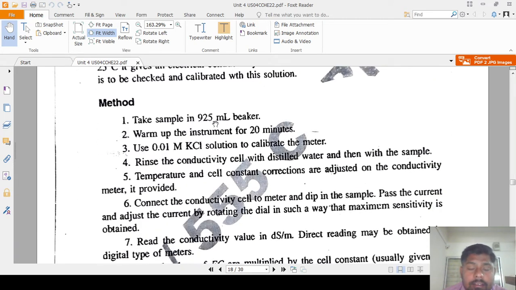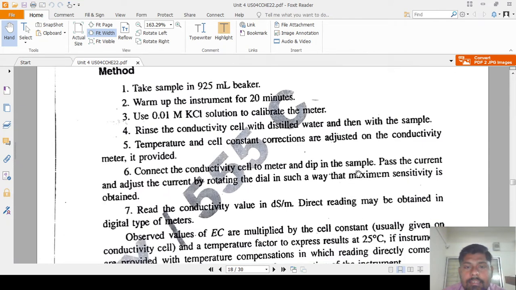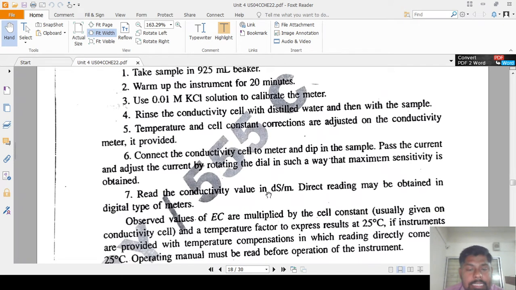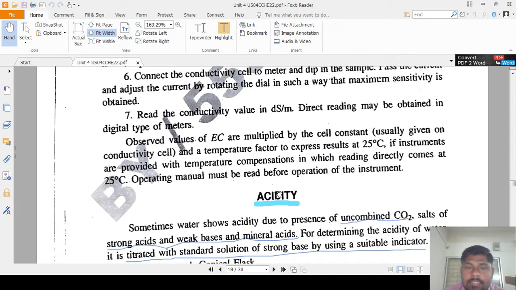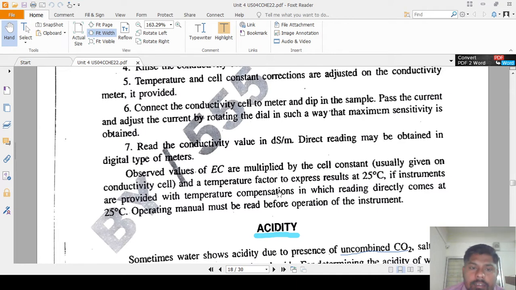That is the method. In a 1000 ml beaker, take the water sample, warm up the instrument for 20 minutes, use 0.01 molar KCl solution to calibrate it. I already told you that the solution is used to calibrate the instrument. Rinse the conductivity cell with distilled water and then with the sample. Now, temperature and cell constant correction are adjusted on the conductivity meter. Then connect the conductivity cell to the meter and dip it in the sample. Read the conductivity value in deciSiemens per meter. That is the easiest way. With the help of the instrument, you can find out the conductivity of any water sample.